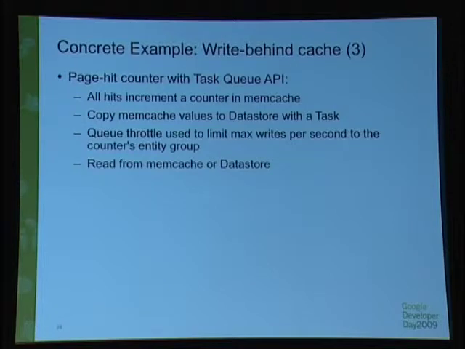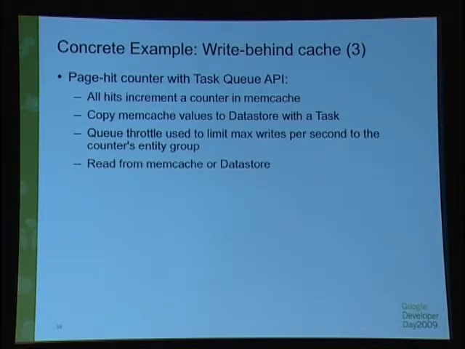Now, if we're doing a page hit counter with the task queue API, this gets really easy. Every time there's a hit, you increment a counter with memcache. And then you enqueue a task, and that task will copy the values from the memcache to the data store. And then you use the queue throttle. Remember we talked about queue throttling before. Use that throttle to limit the maximum writes per second to that entity group in the data store. So I can tune that to 1 per second or 5 per second depending on the shape of your data. And then later on I can read the updated value either from the data store or from memcache to get the most recent value. They should be relatively in sync.